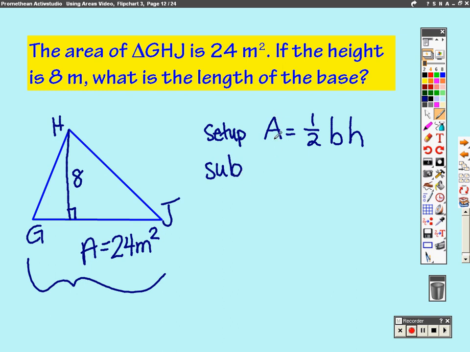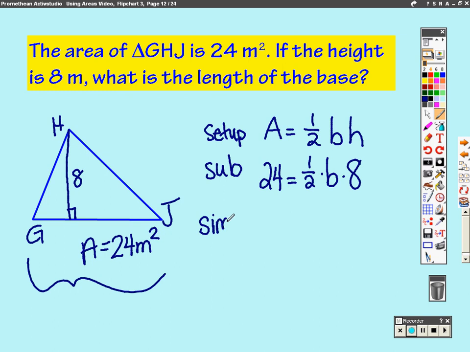So we already know what our A is. Our area is 24, so I'll put a 24 here, equals, the 1/2 isn't going anywhere. The B is what we're looking for, so I'll just keep that as a B. And the H, that's height. We already have our height as being 8, so I'm going to put an 8 here. Now what do we do? You have to simplify.